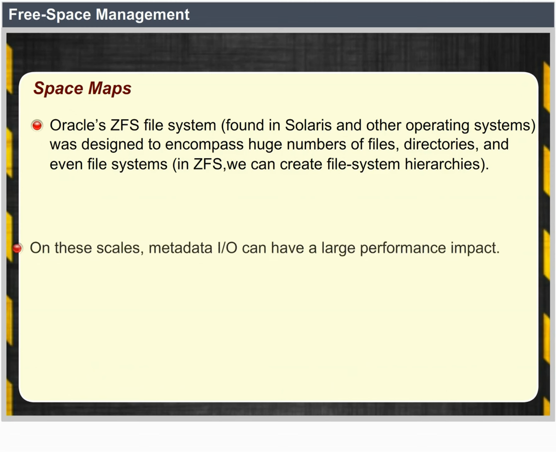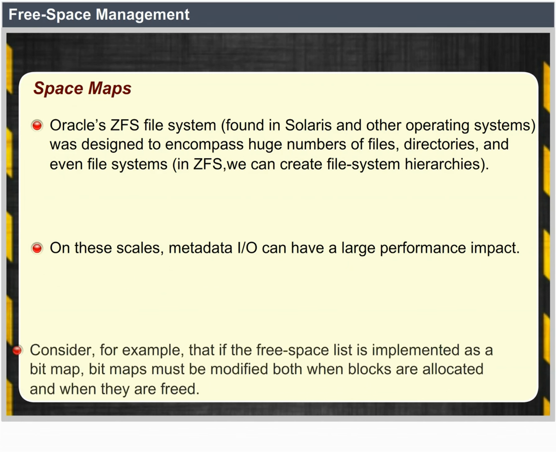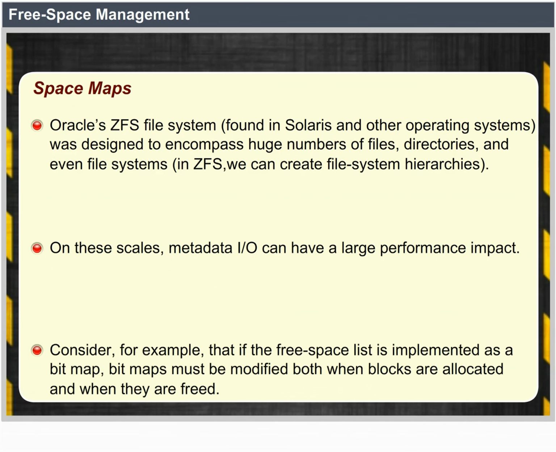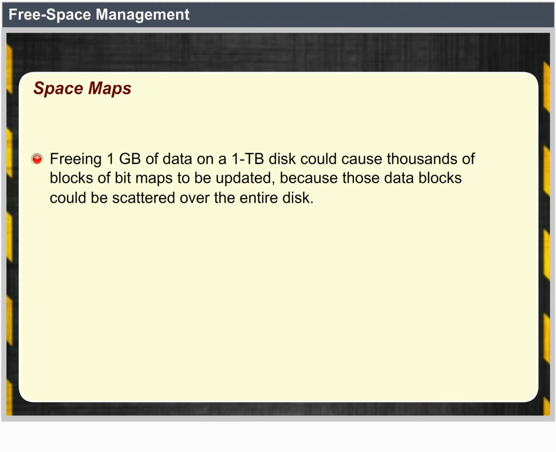Consider, for example, that if the free space list is implemented as a bitmap, bitmaps must be modified both when blocks are allocated and when they are freed. Freeing 1 GB of data on a 1 TB disk could cause thousands of blocks of bitmaps to be updated because those data blocks could be scattered over the entire disk.